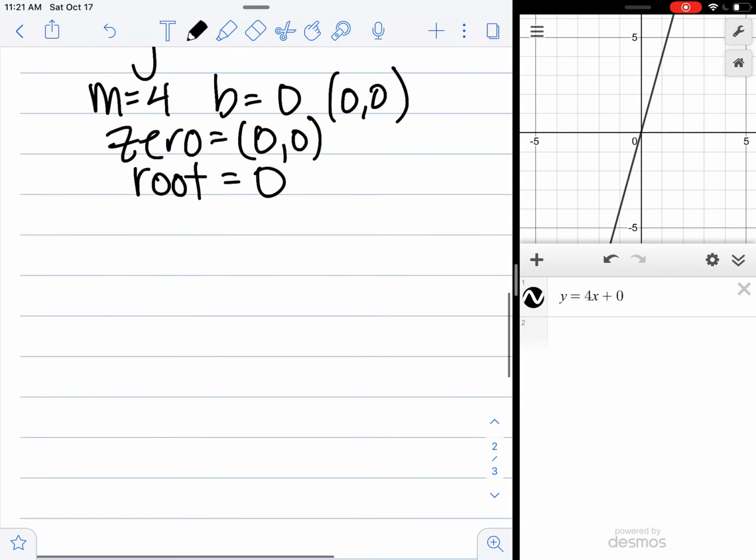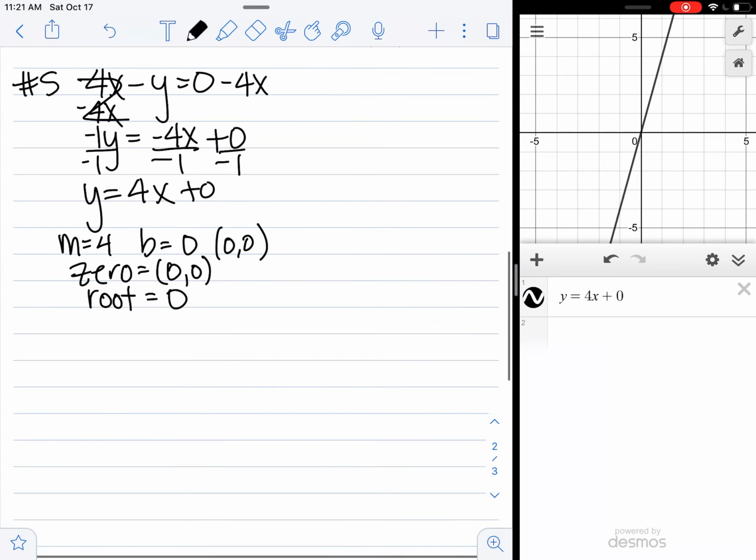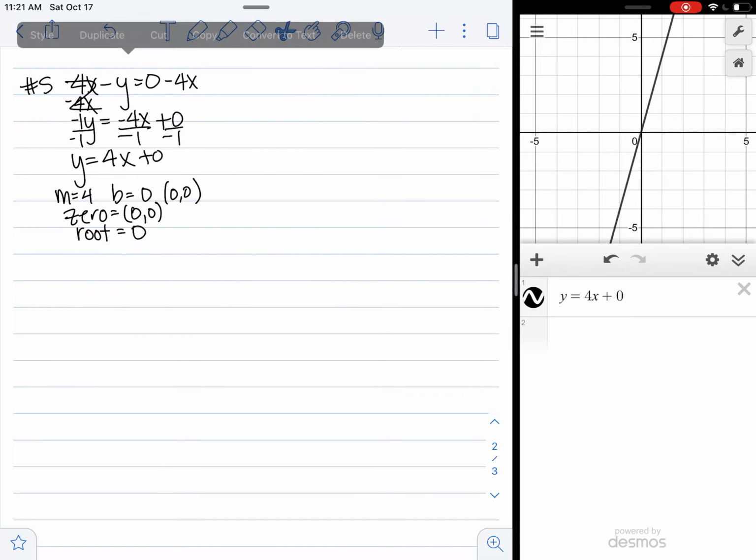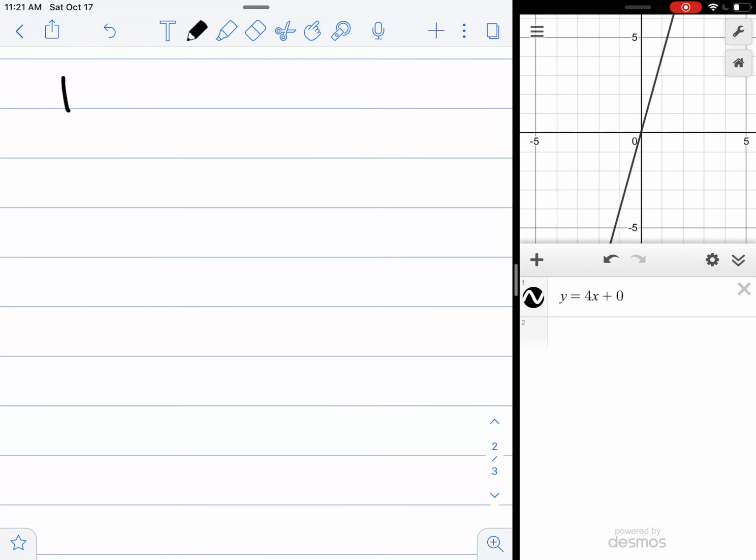Let's take a look. I'm going to do number 6. Hold on, I'm going to make this a little bit smaller, it's a little kind of big. Again, that's another reason why I love Notability. All right, number 6.